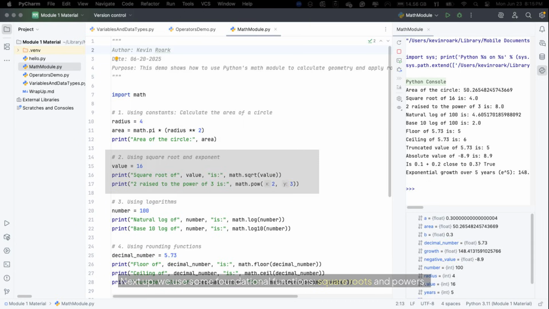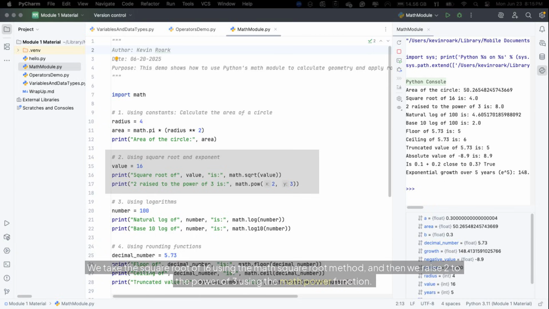Next up, we use some foundational functions, square roots and powers. We take the square root of 16 using the math.sqrt method, and then we raise 2 to the power of 3 using the math.pow function. These are perfect when working with measurements, scaling, or any formulas in physics and statistics.